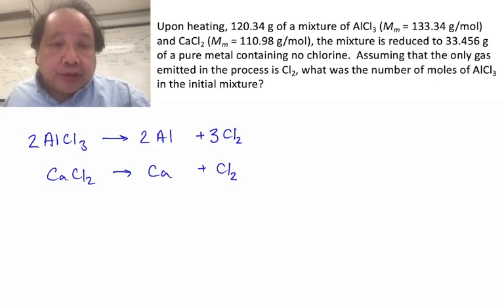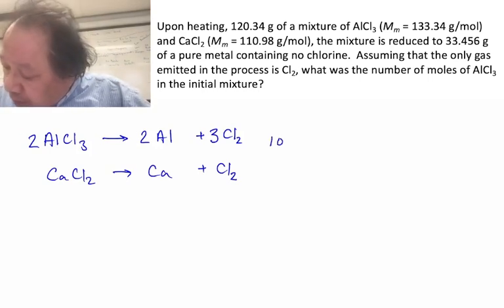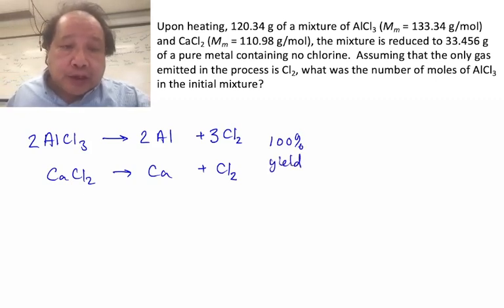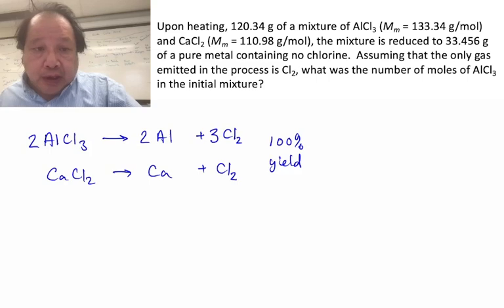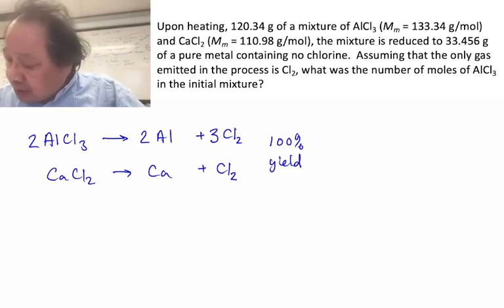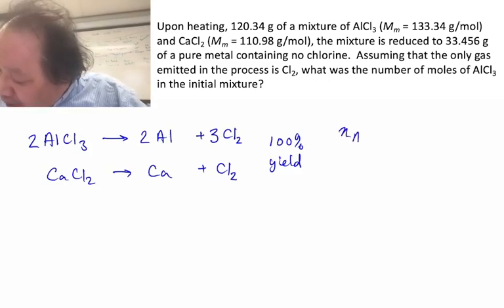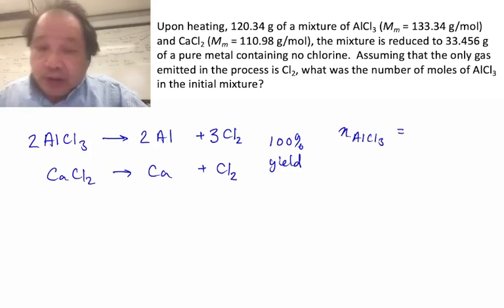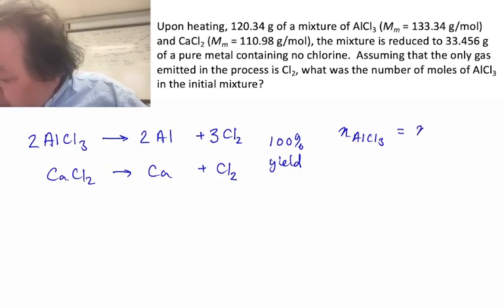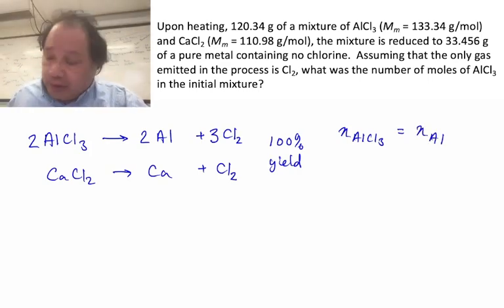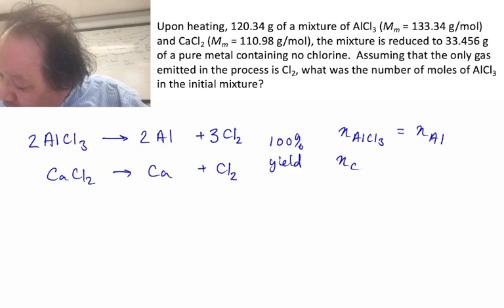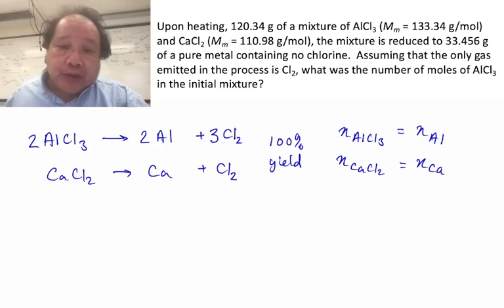And the reaction is going to 100% completion, 100% yield, because we see that all the chlorine has left. And so looking at those two balanced reactions, we see that the number of moles of AlCl3 we start with, two of those going to two Als, is equal to the number of moles of Al, and the number of moles of CaCl2 that we start with is equal to the number of moles of Ca that we end with.